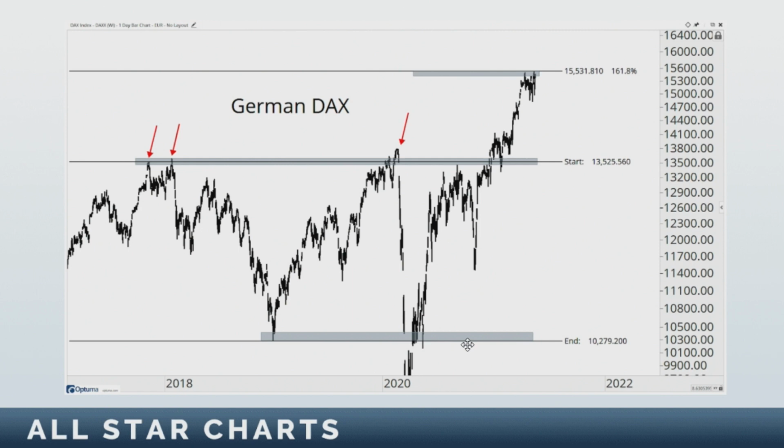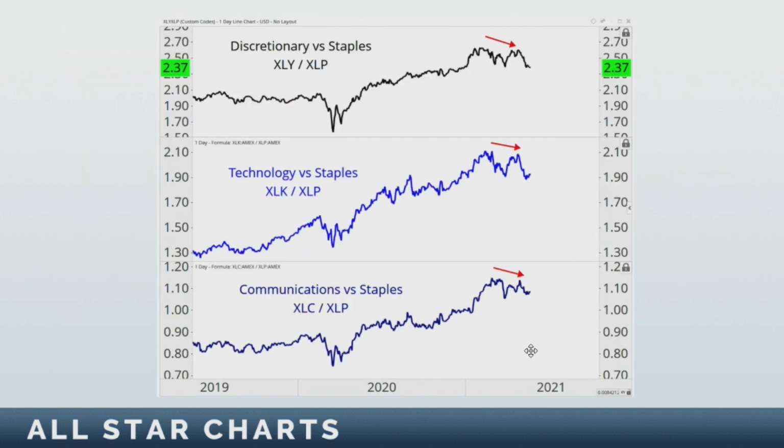Meanwhile, the Dow Jones Industrial Average and Dow Transports, the two most important indexes in the world, as far as I'm concerned, both achieving their targets. And then what do you know? The third most important stock market index in the world, which I consider to be the German DAX, is also hitting its upside objective, the 161.8% extension of those 2018 to 2019 declines, right? Or I guess it bottomed December 28th of 2018, so the 2018 decline.